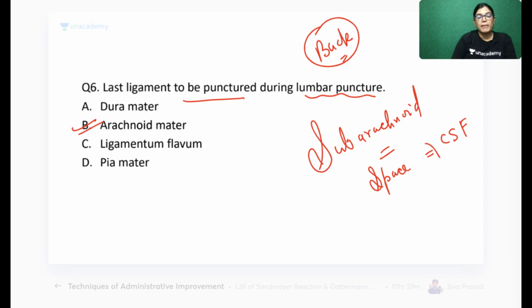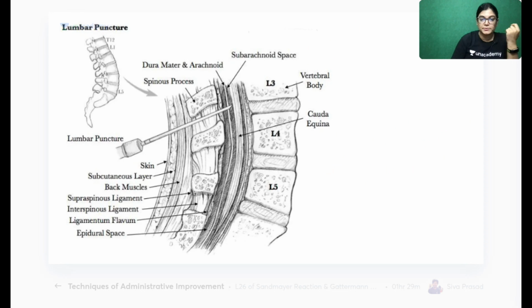So arachnoid mater is the layer which will be punctured, so we can approach the subarachnoid space where the CSF lies and drain the CSF. If the popping sound is heard, then we can go for dura mater and ligamentum flavum. Dura mater, ligamentum flavum. So what will the answer be now? Arachnoid mater. So I will also show you the structure.